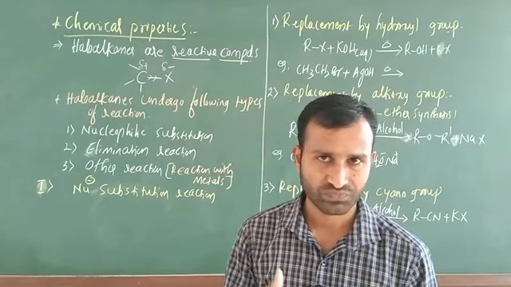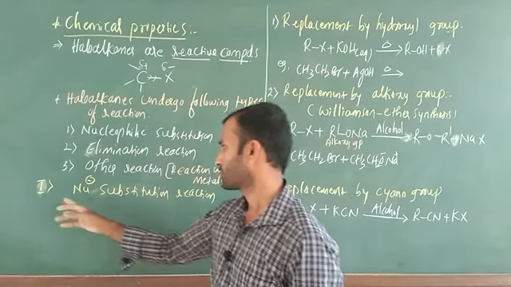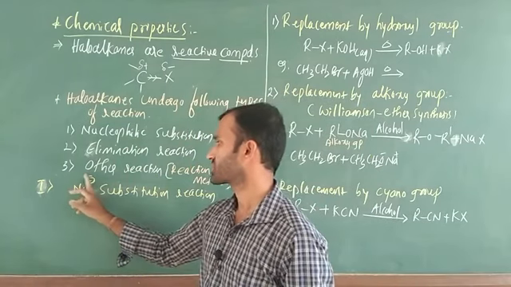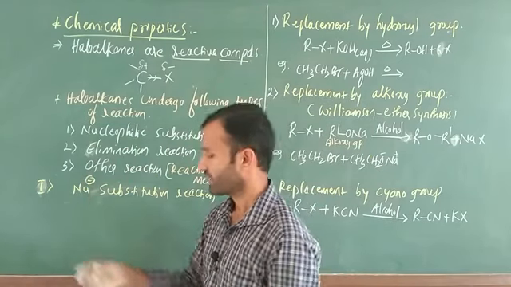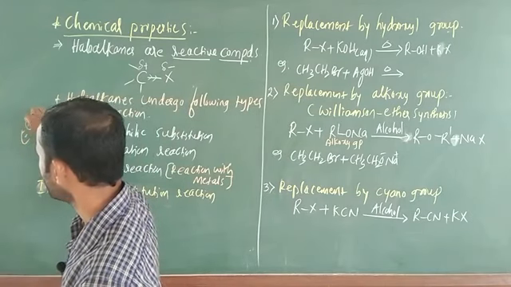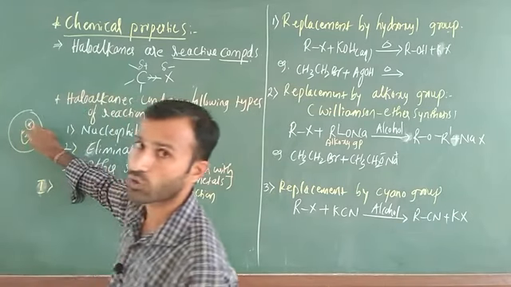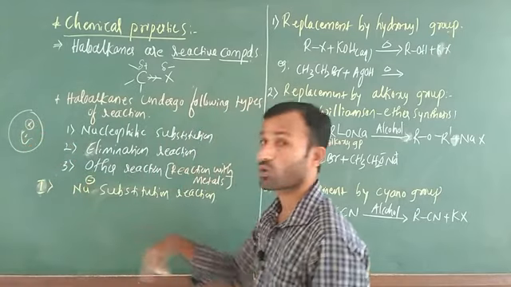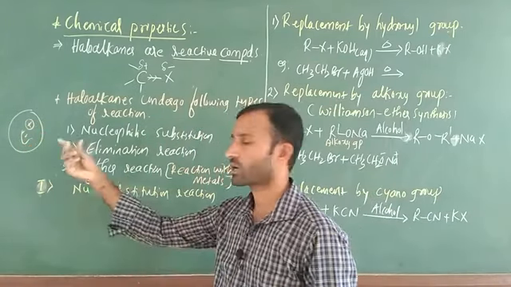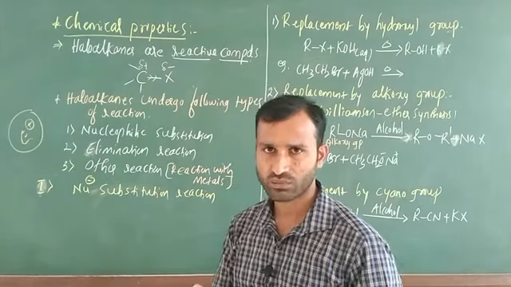The first main heading is nucleophilic substitution reaction. The nucleophile is represented like this. If an electrophile is there, the electrophile is represented as E plus. This is an electron deficient center and this is an electron rich center. The electron rich center is going to attack the electron deficient center. This is a fundamental point.